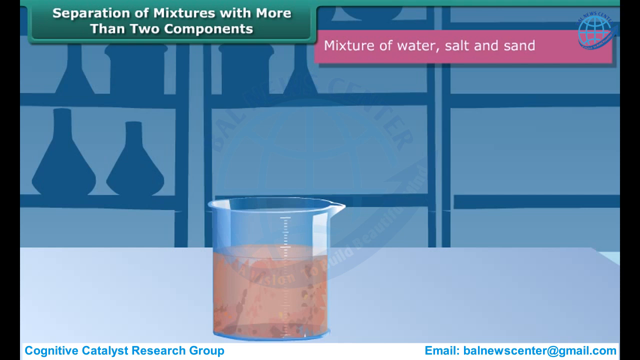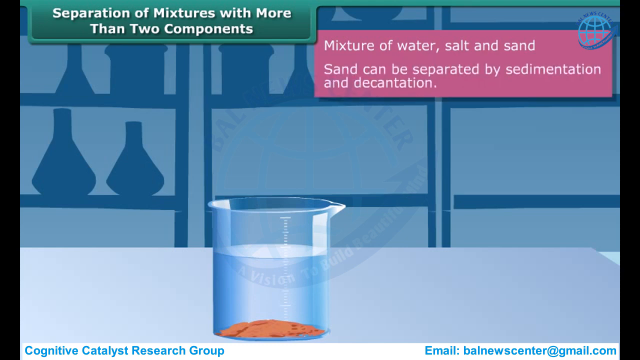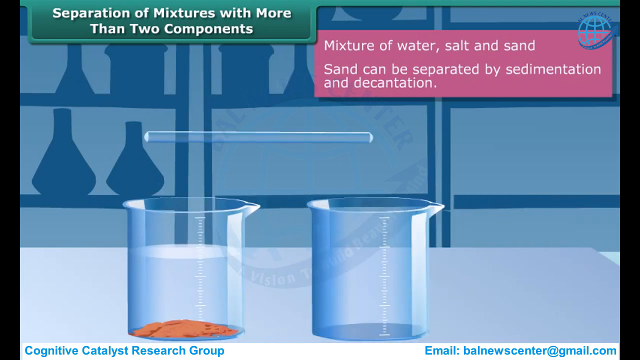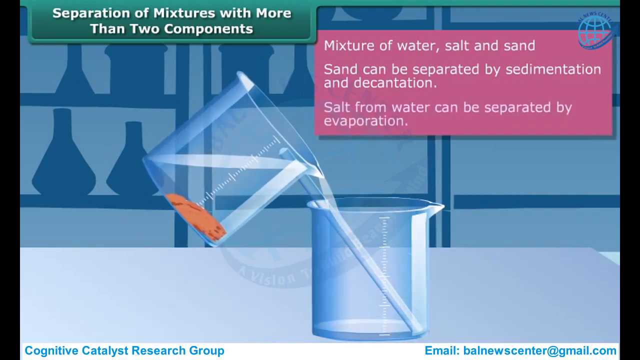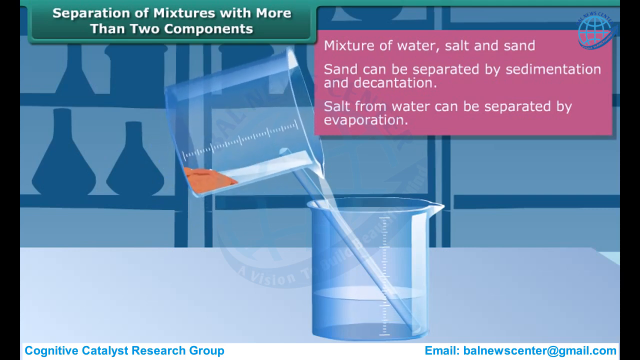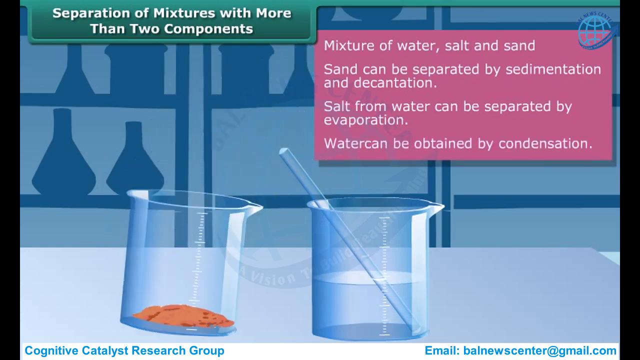You will leave the mixture undisturbed for a while to separate sand. Sand, which is heavy and insoluble in water, settles down at the bottom of the container. The mixture is then separated by decantation to get sand. Now, salt, being soluble, is completely dissolved in water. This is done through evaporation and condensation.